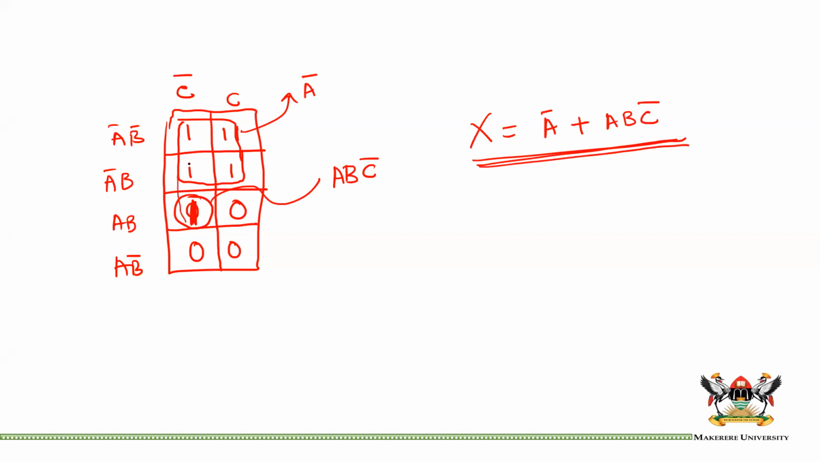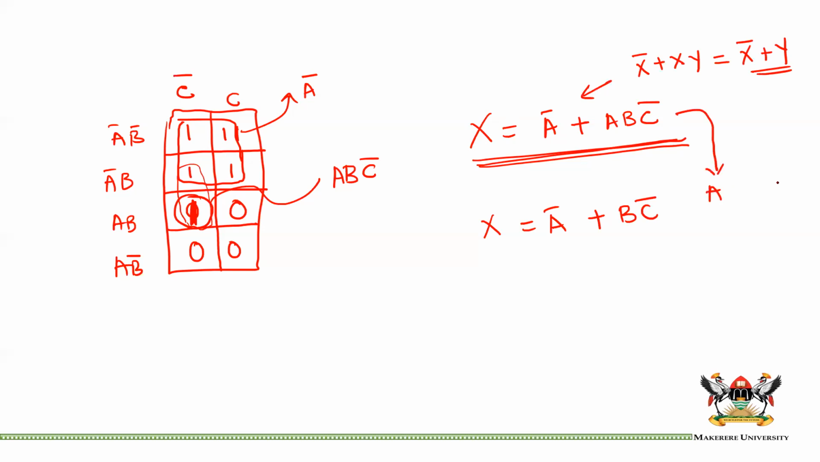Whereas if we had looped it with A inverse or B C inverse. Now you remember the theorem which says that X + X inverse Y is equal to X or Y, right? Meaning that this statement can be reduced to A inverse or BC or BC inverse, which is actually that. The fact that this final statement can be simplified further means that your K-mapping or your looping is wrong.